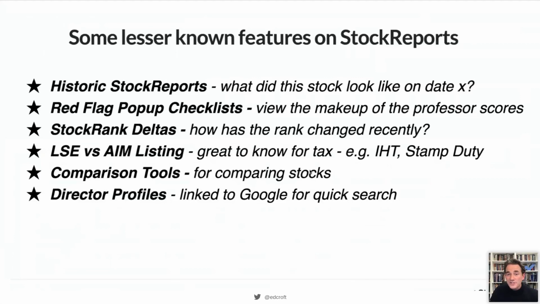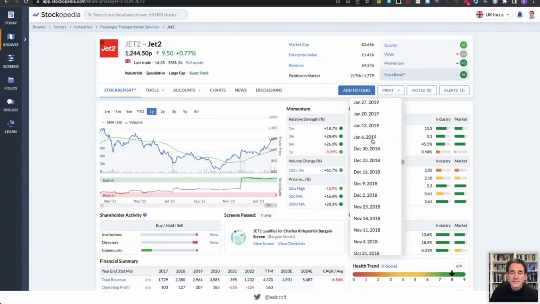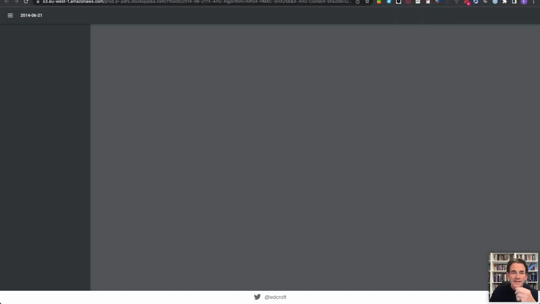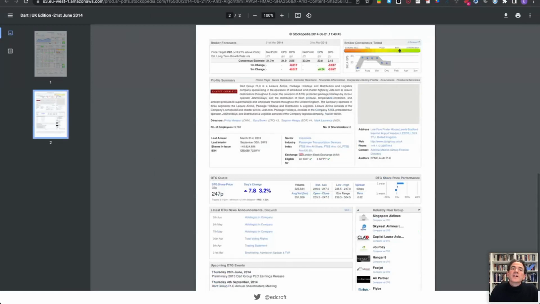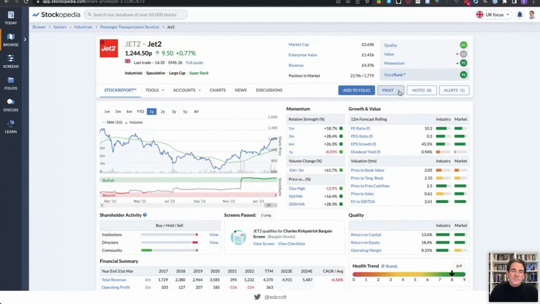Okay, historic stock reports. If you go on the stock report and click this print button, you can track back in time. So I can go right back to, let's look at it, it would have been Dark Group back then. Yeah, Dark Group. In 2014, it had a 99 rank. We had a slightly different design, with lots of similar things on the page. And it was £2 then, and it more than multi-bagged from there. That's really valuable, you can go back in time and look at some of the data, which I think is a really good feature to know about.